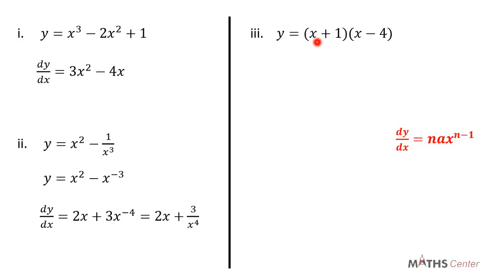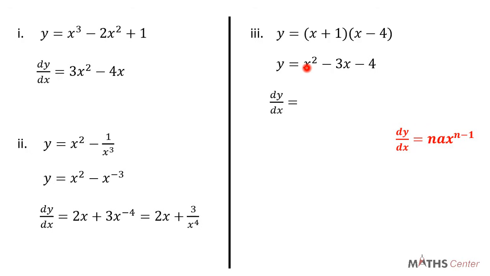You have y is equal to x plus 1 times x minus 4. We have not learned how to differentiate a product yet. So here, to differentiate this function, we will first expand the bracket and then we will differentiate each term. When you expand this bracket, you have x squared minus 3x minus 4. Now we can differentiate each term.